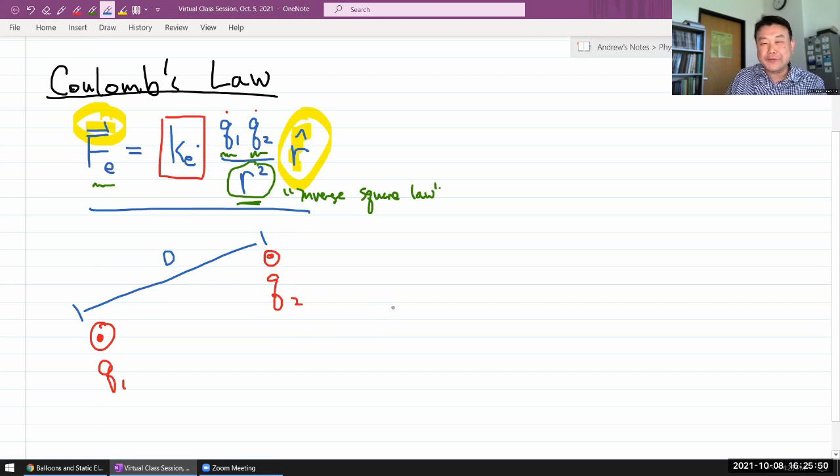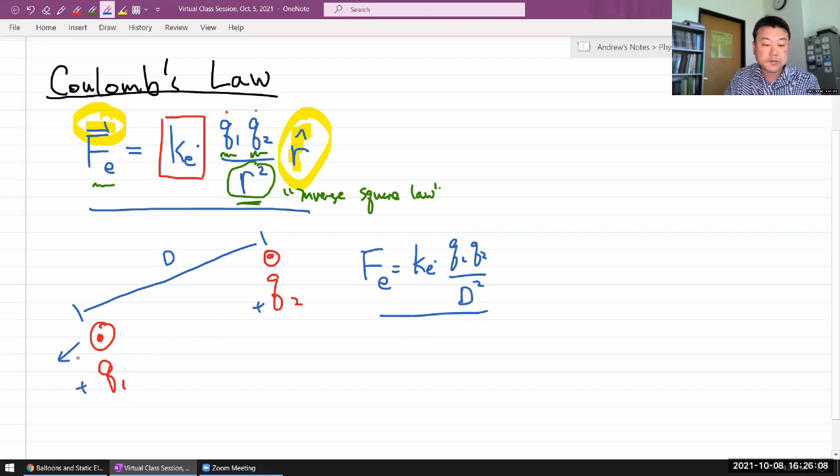And if we weren't concerned with the vector stuff, we might say, okay, the strength of the force between these two charges is the Coulomb constant times the product of the two charges divided by distance squared. And if these are both positive, for example, then the force is repulsive. Likes repel and opposites attract. It's a feature of Coulomb's law.